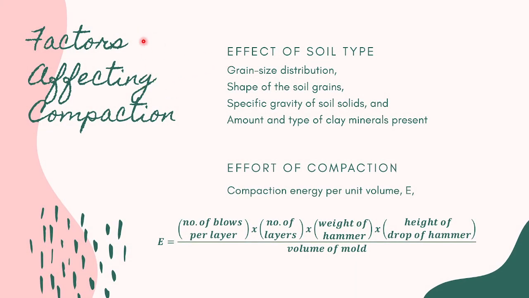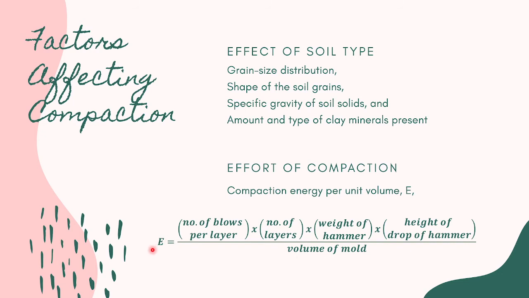So there are several factors affecting the compaction. So we have the grain size distribution, the shape of the soil grains, the specific gravity of the soil solids, and the amount of and type of clay minerals present in the soil. So the next one is we have the effort of compaction. So the compaction energy per unit volume can be calculated using this equation. So we have the compaction energy per unit volume denoted by E. So this is equal to the number of blows per layer times the number of layers times the weight of the hammer times the height of the drop of the hammer all over the volume of the mold.